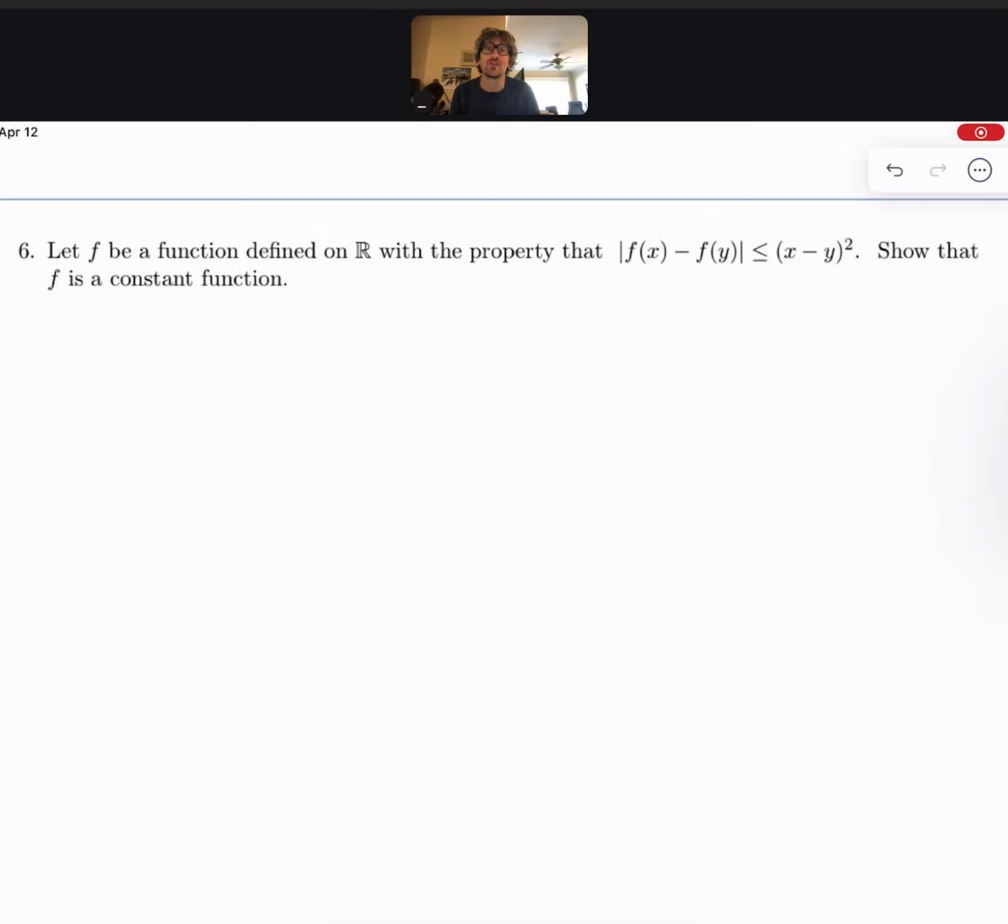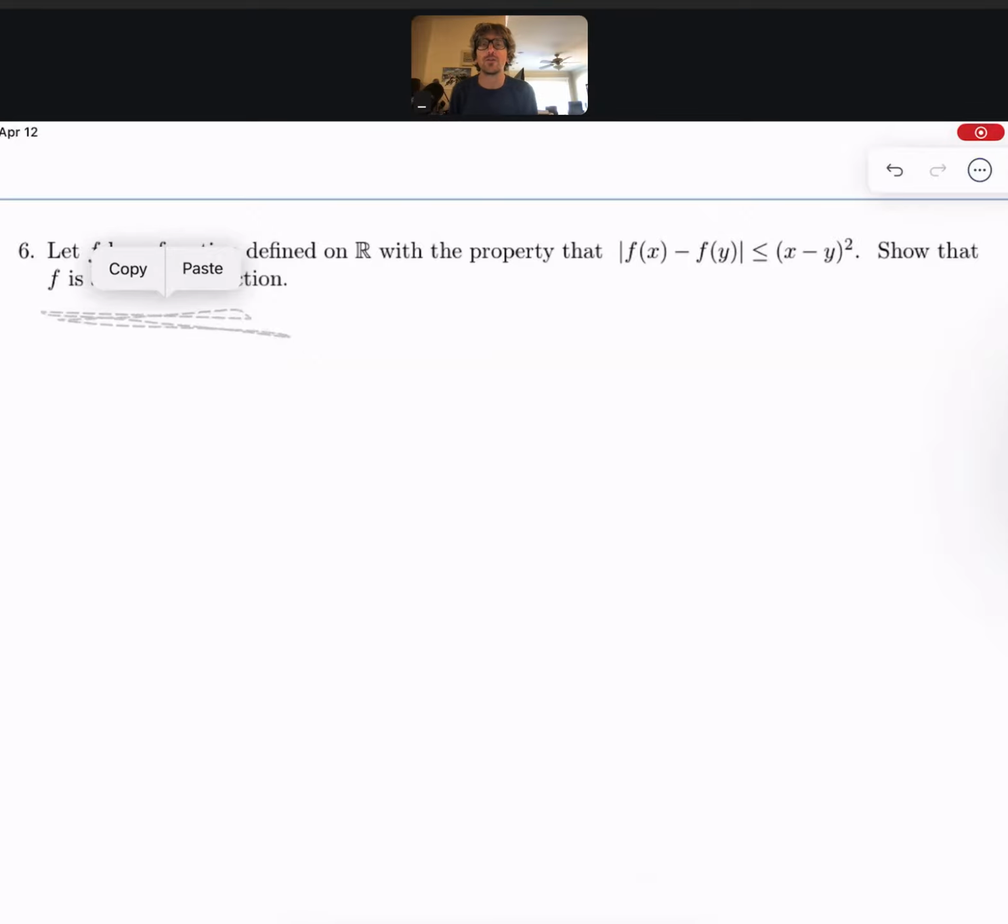So we're given a function, defined on the whole real line, and it has a very specific property: whenever we take two outputs, the difference between the outputs will always be less than or equal to the square of the difference of the inputs. And from all of this, we're supposed to show that our function f must be a constant function.